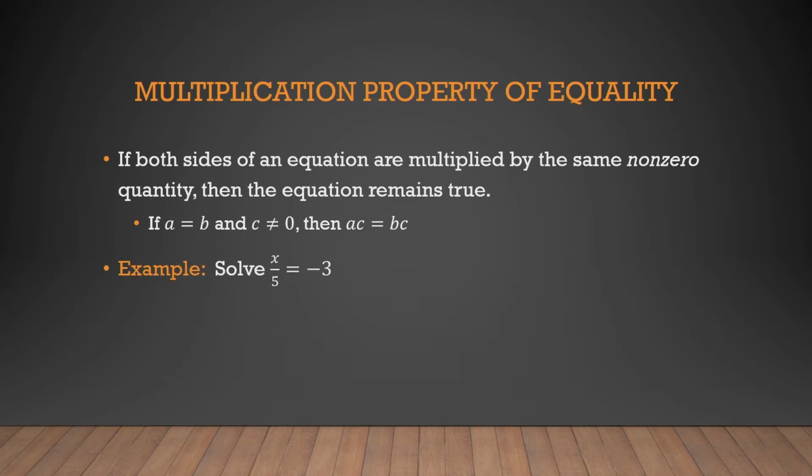For example, if I want to solve x over 5 equals -3, I want to multiply both sides by 5. So 5 times x over 5 equals 5 times -3. Then on the left side, the 5's cancel. And on the right side, we get -15. So we've solved and figured out that x equals -15. Now, this works because the thing I multiplied by on both sides, the 5, was not 0.